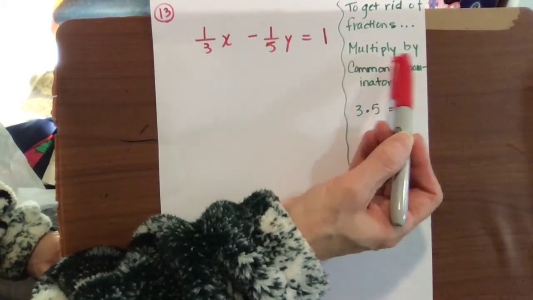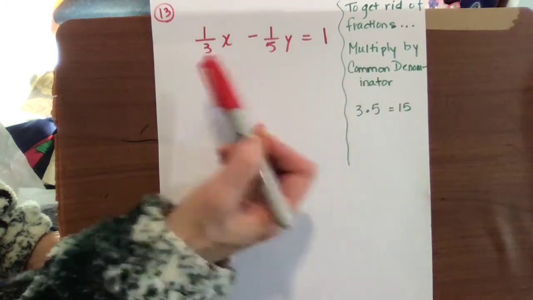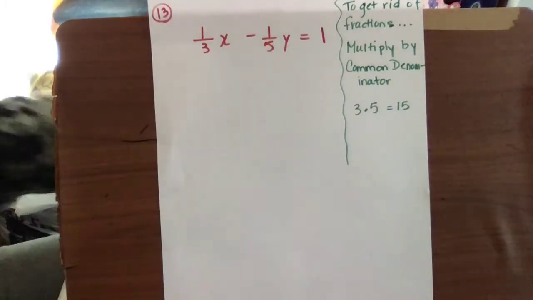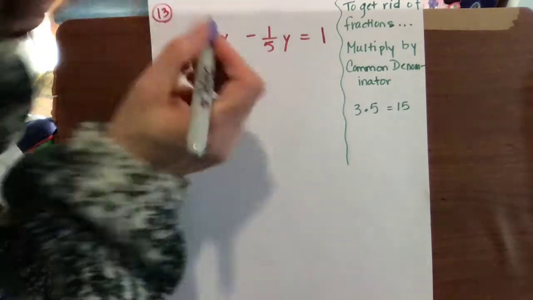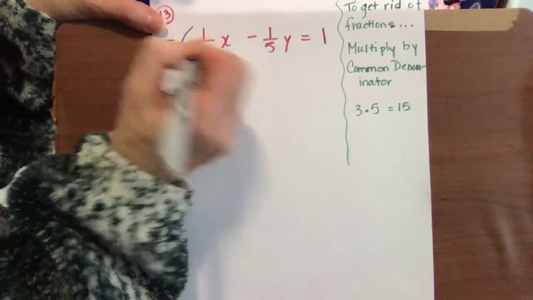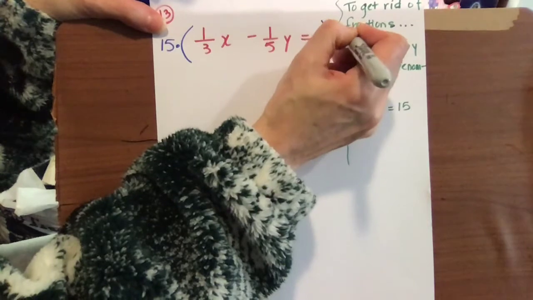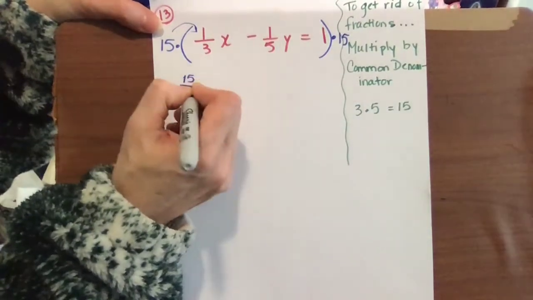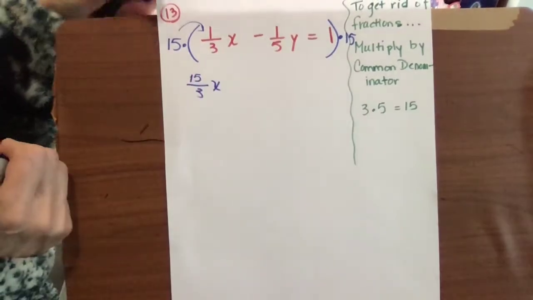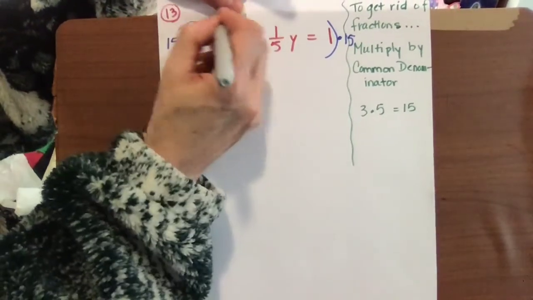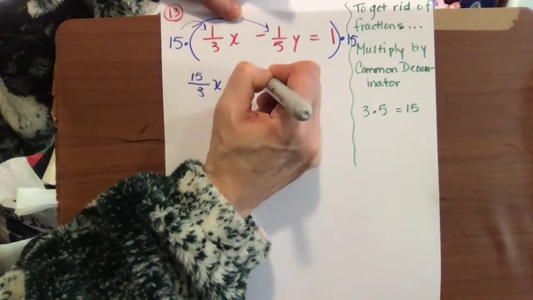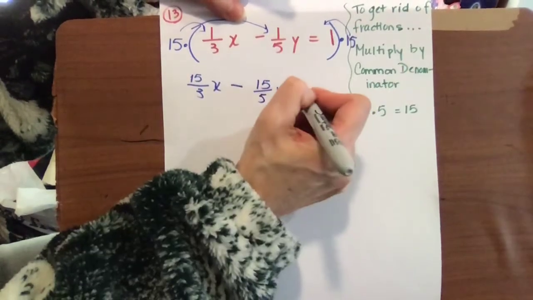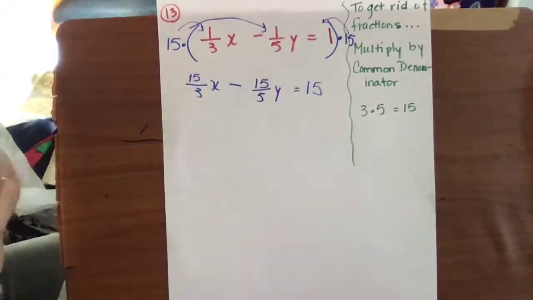And the way we do it is we multiply by the common denominator. So 3 and 5 are my denominators. So 3 times 5 is 15. So we are going to multiply by 15 on both sides of the equation. So we're going to distribute here 15 over 3x, minus, we're going to distribute 15 here, and we're going to get 15 over 5y. And we're going to distribute 15 into the 1, and we're going to get equals 15.